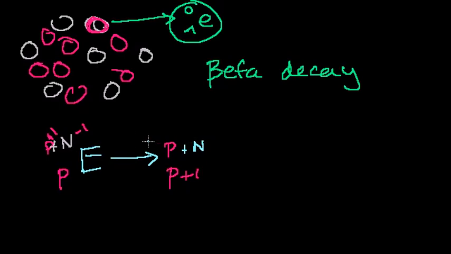So your mass stays the same, unlike the situation with alpha decay. But your element changes. Your number of protons changes. So now you're dealing with a new element in beta decay.